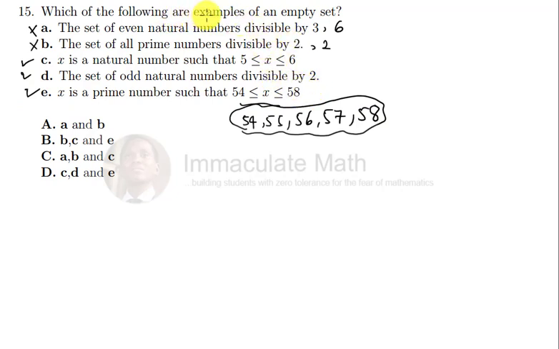So which of the following are examples of empty set? Of course, CDE. Of course, the correct option here is D.